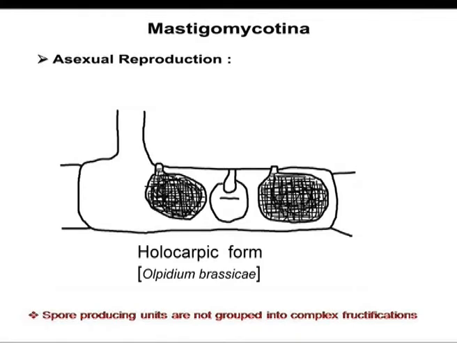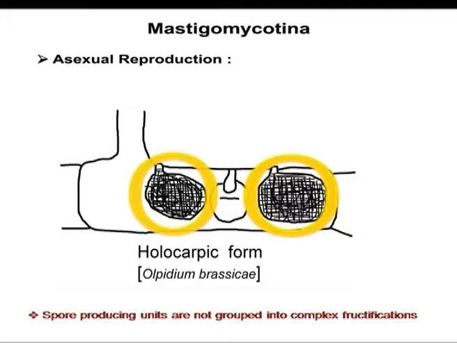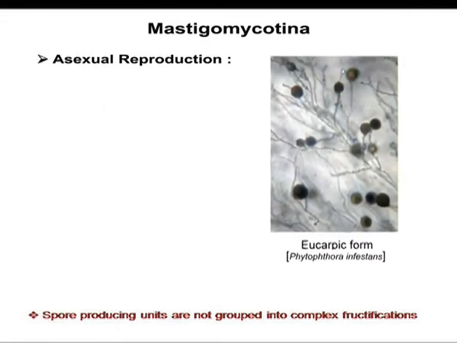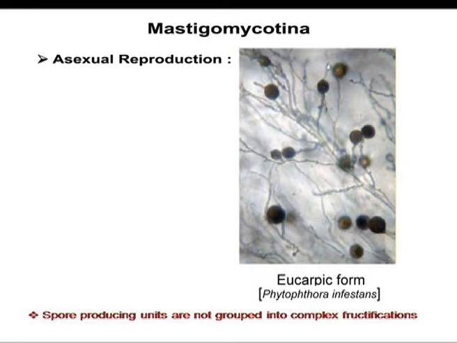Now, during asexual reproduction, mitospores are produced which are motile in nature, that is, equipped with flagella, or what we call planospores, that means motile spores. Now, in holocarpic form, the entire content of the plant body is converted into the flagellated structures, that is the zoospores. But in eucarpic form, as in Phytophthora or others, after a vegetative growth, the asexual spore producing structure, sporangium, is differentiated.